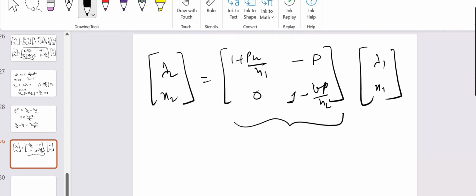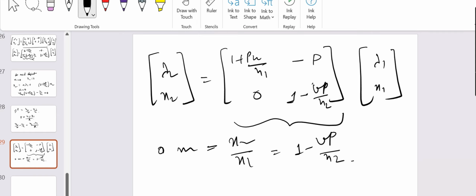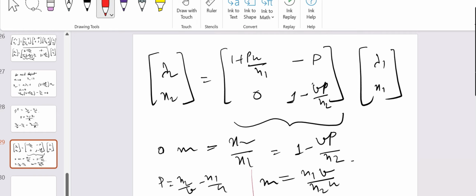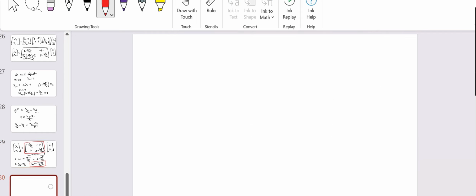This is the total matrix, and from that we also get the value of magnification, that is x2 by x1, which is 1 minus vp by n2. If we now put the value p is equal to n2 by v minus n1 by u, we will get n1 v by n2 u. So the magnification is basically this. Please remember. And this matrix is the matrix for image formation by a spherical surface using refraction.